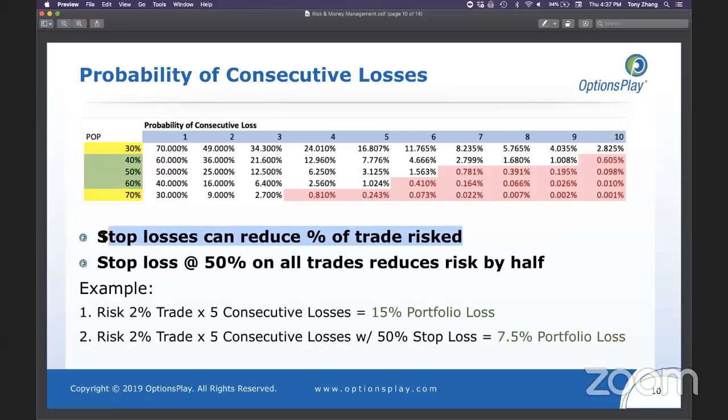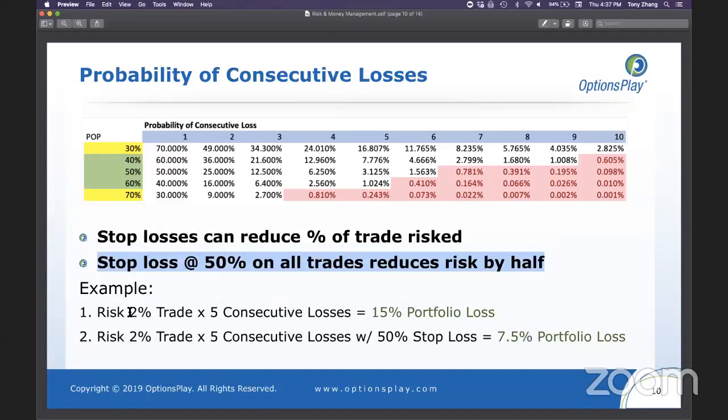So the stop loss can reduce the dollar amount that you're risking per trade. So for example, if you have a stop loss of 50% on all trades, it does reduce your risk by half. That is an easy way, or one of the better ways, to vastly reduce your risk.